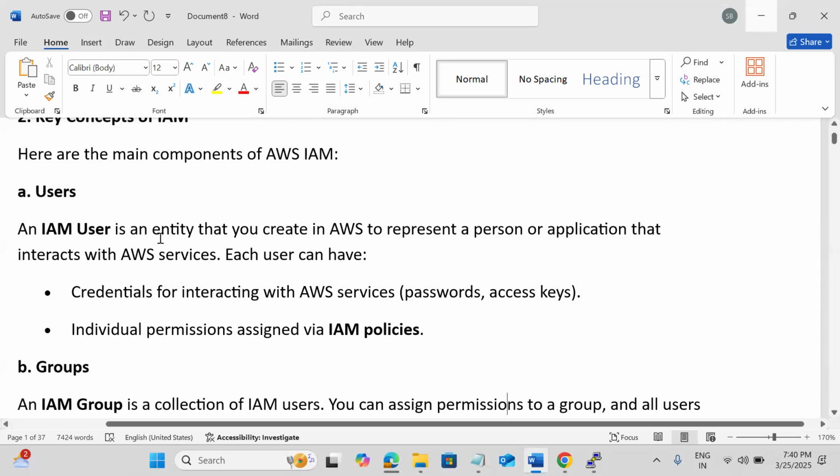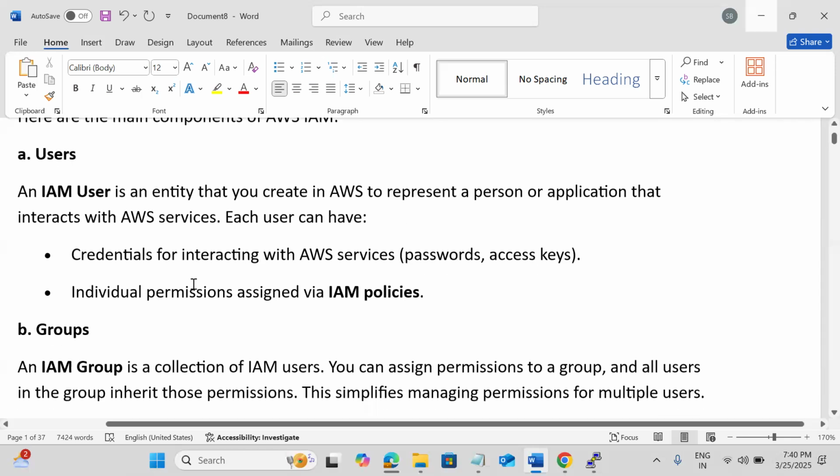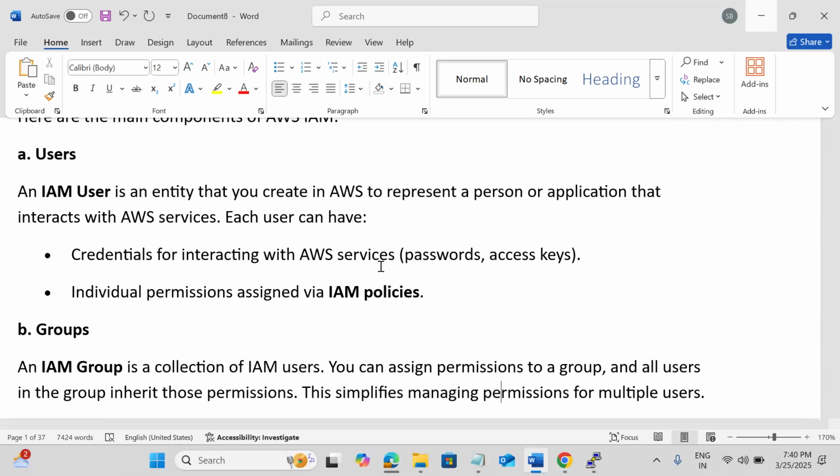An IAM user is an entity that can represent a person or application that interacts with the services, but mostly it is for users, not applications. For individual persons, we are going to keep the credentials, like the AWS access key and secret key, or the IAM username and password. With that, they're going to access.